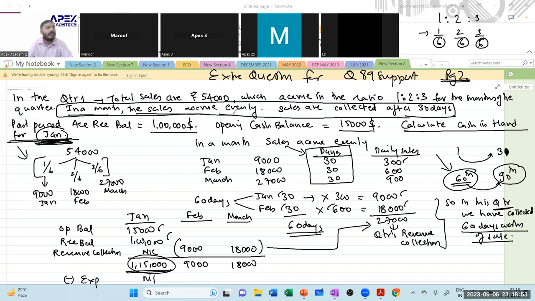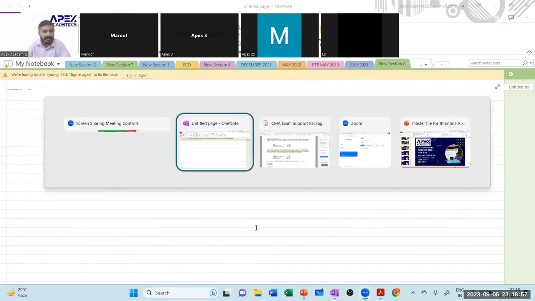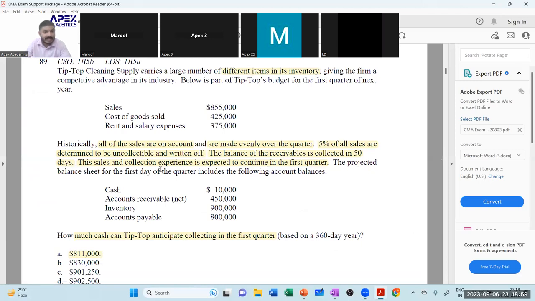Keep your eyes open. In the question earlier, it says very specifically that the sales and collections experience is expected to continue in the first quarter. Means this was the past trend. Have I used such words that this is the past trend? No, I have not used any such words.